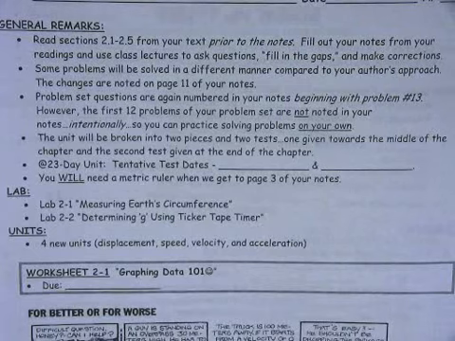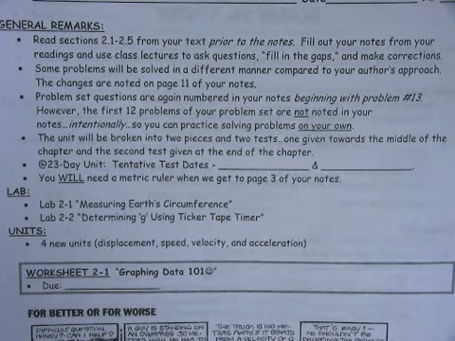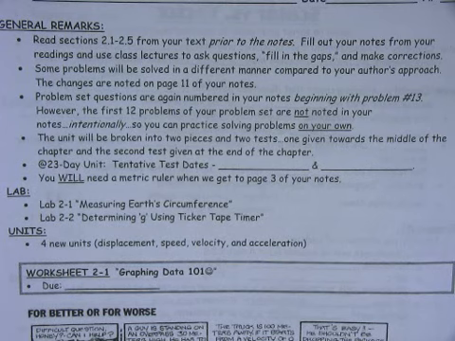I'm going to zoom in a little bit and just take a look at them. Obviously, the first one is just similar to the first one on unit number 1, but number 2 is a little bit different. Some problems will be solved in a manner different compared to your author's approach. Change noted on page of your notes. Notice that the author's book and I don't solve the problems in the same way. Not that one is better than the other. In terms of getting the answer, both of them get the right answers. I just feel that my way might be a little bit easier, and I found a little more success with my way than the author's way. But some people prefer the author's way, and that's perfectly fine too.